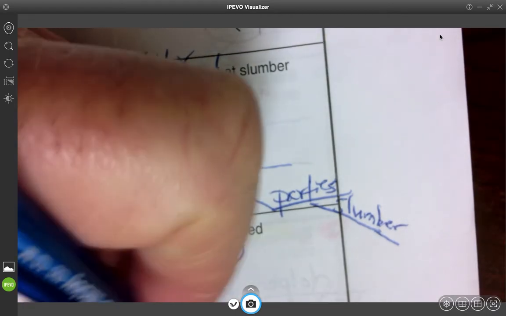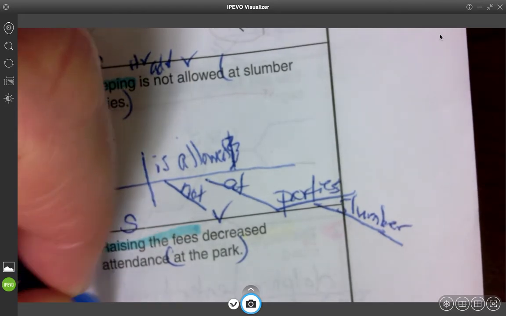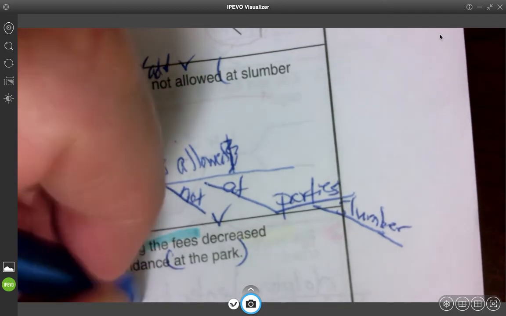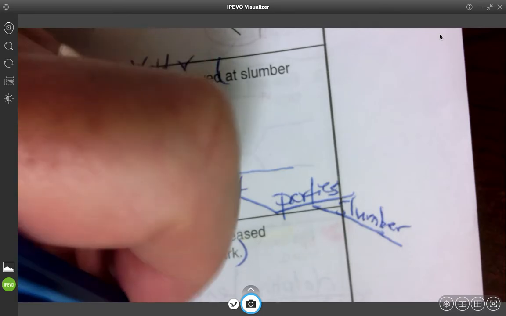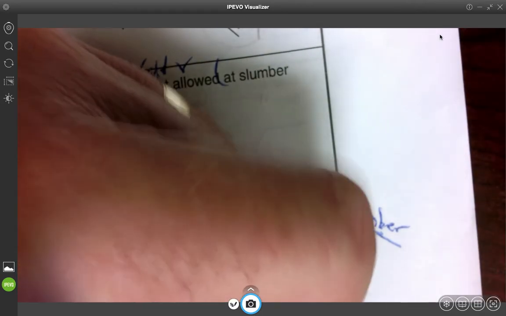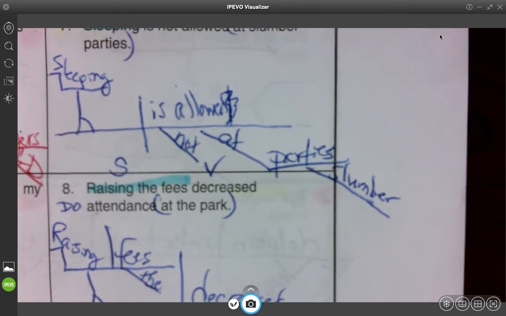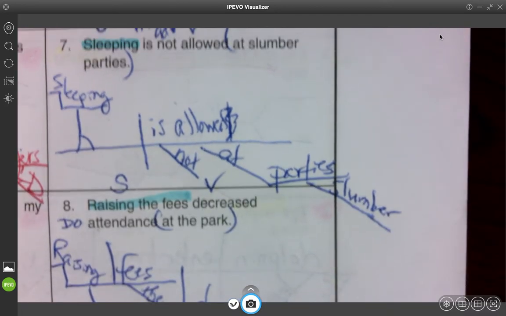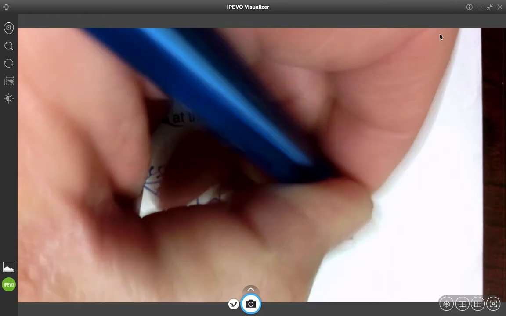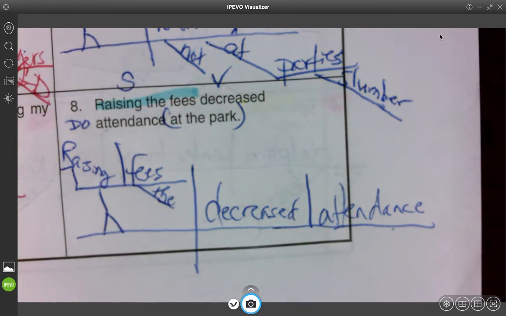The only difference with our next number is that when we diagram this particular sentence, I have an object of my gerund raising. Raising what? The fees. My verb is decreased. In this particular sentence, I do have a direct object. What was decreased? Attendance was decreased.